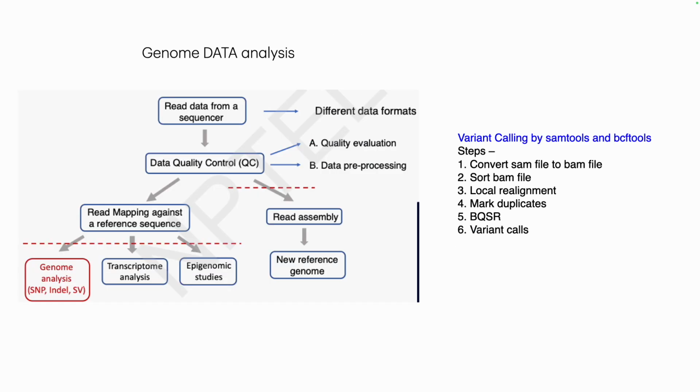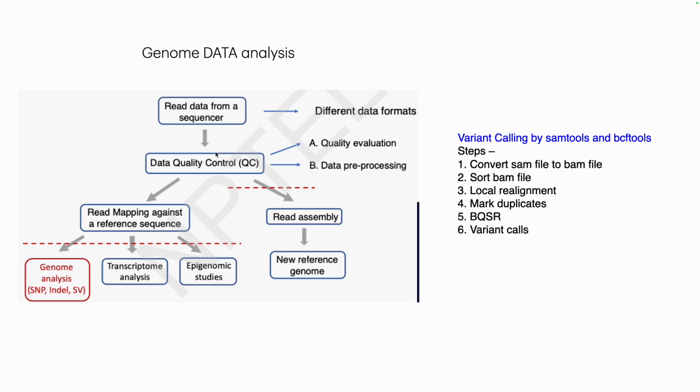Okay, till week 5, we have covered the read data from the sequencer that we get after the sequencing. Then we did data quality control. We did quality check for our raw reads, and we pre-processed our raw reads. Then we mapped those raw reads to the reference sequence, and we did the assembly. So in the 6th week, we have learned that after the assembly, we need to analyze our data.